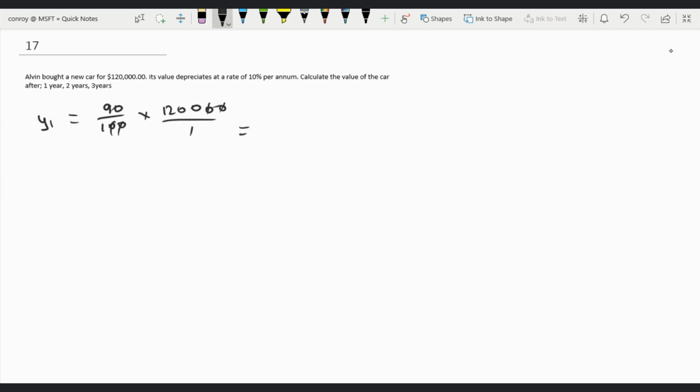After year 1, it should be 108,000. That would be the cost of the item for year 1. Year 2 now.